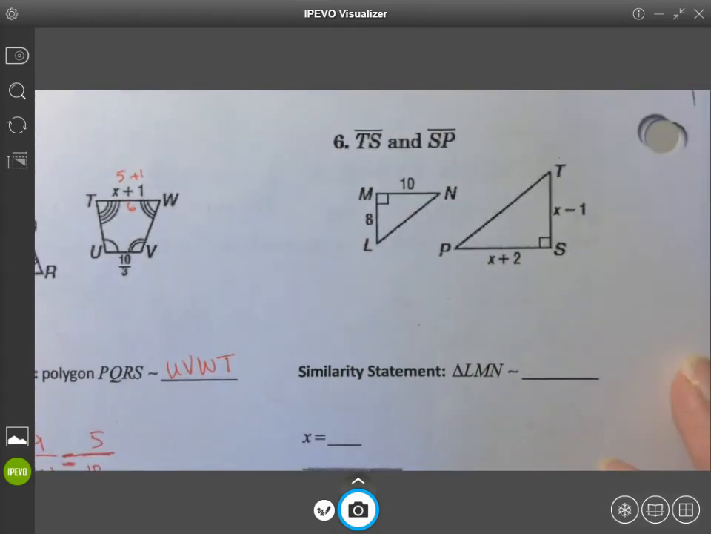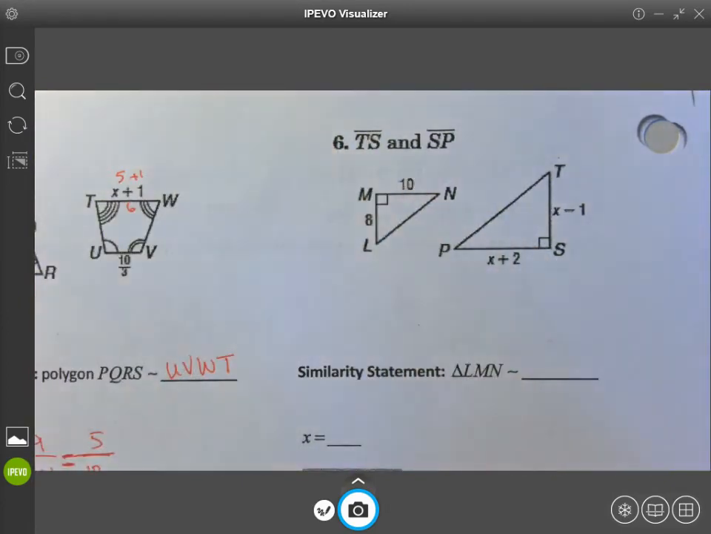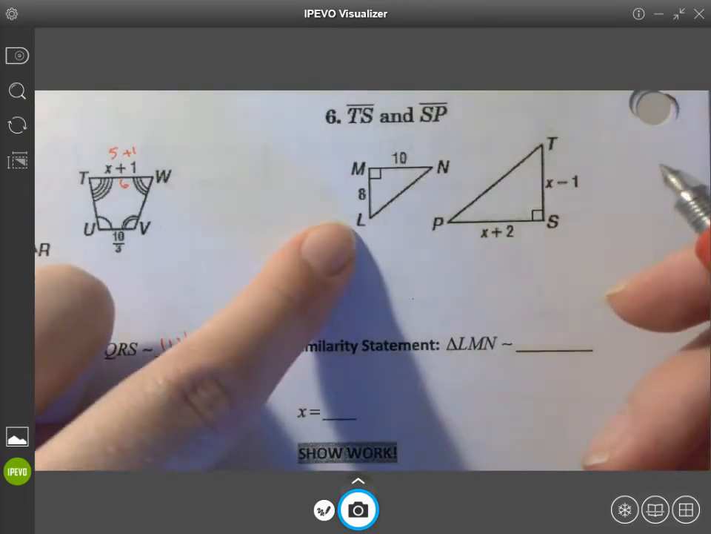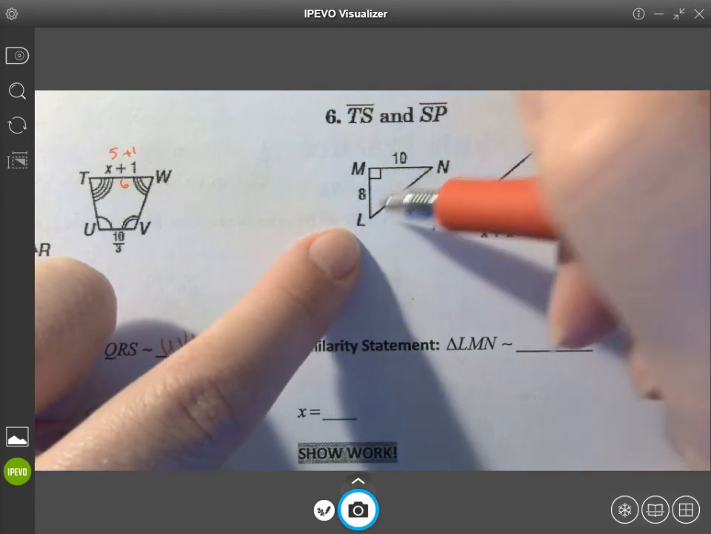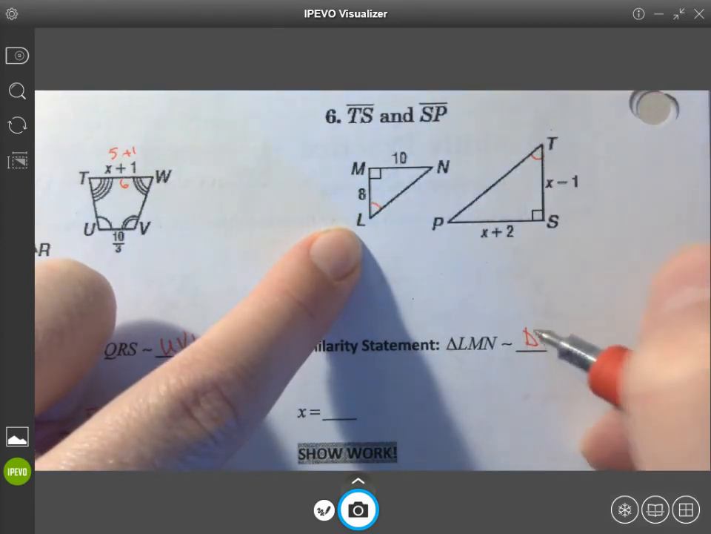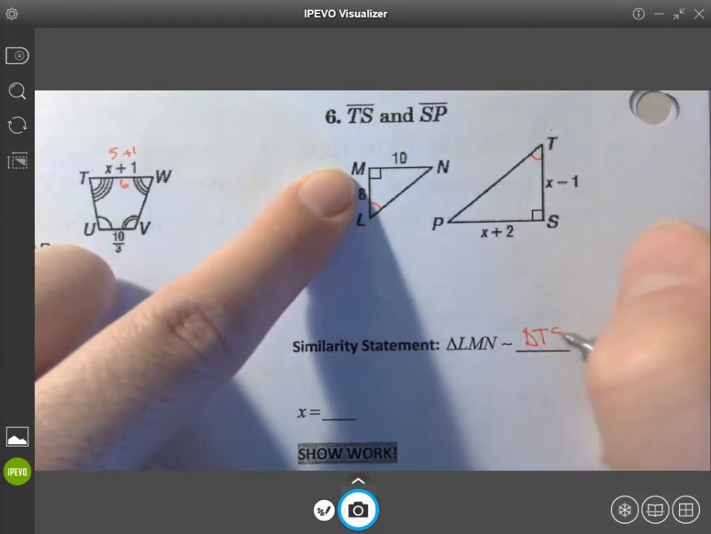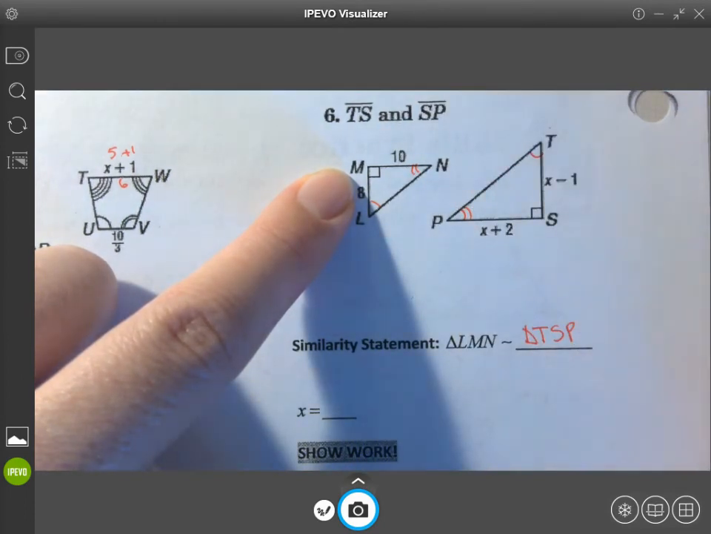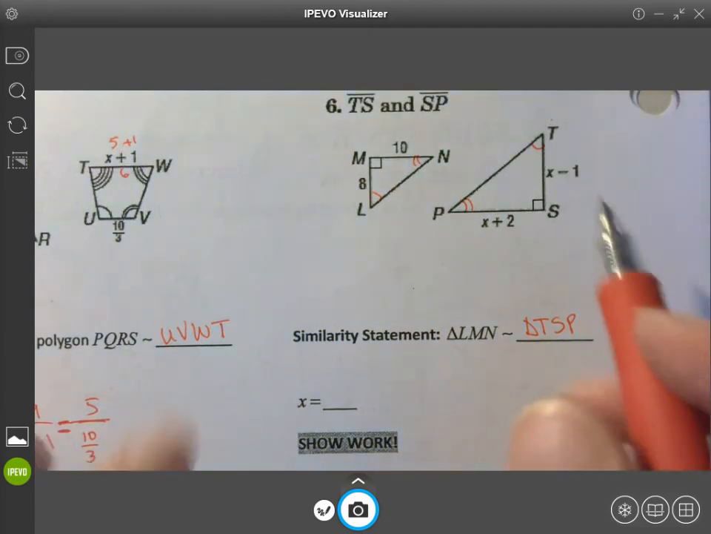We have right triangles. These are definitely either spun around or flipped. So we have to determine what's what. When you look at this, angle L, this is the short side. This is the short side. So L goes with T. Triangle T. And then M, the right angle, goes with S. And then N, the smaller of the angles, goes with P. So TSP.